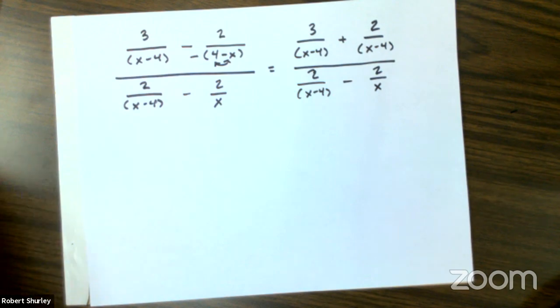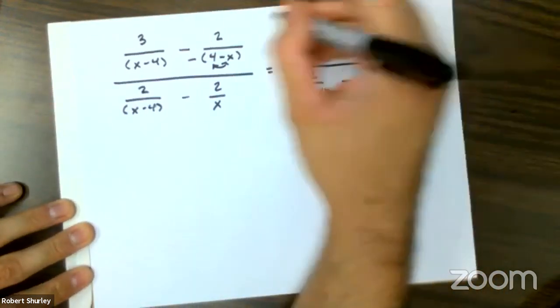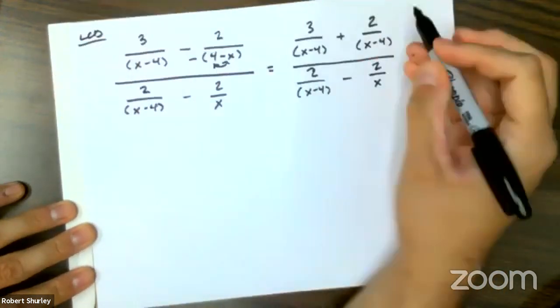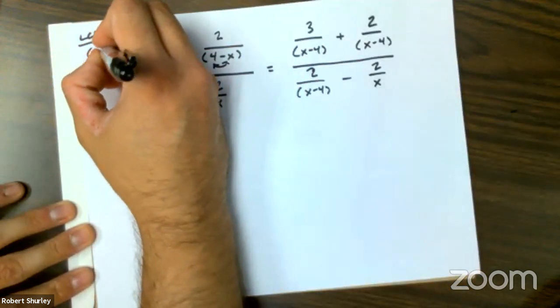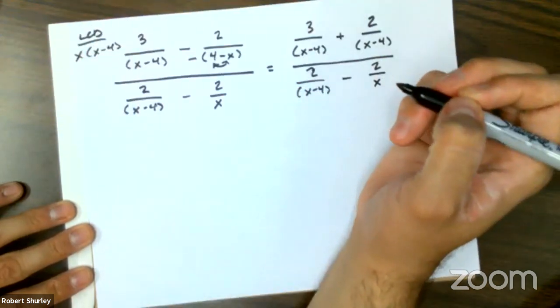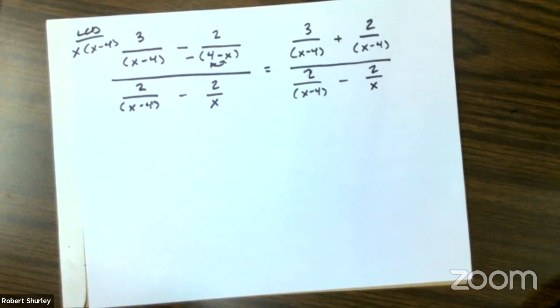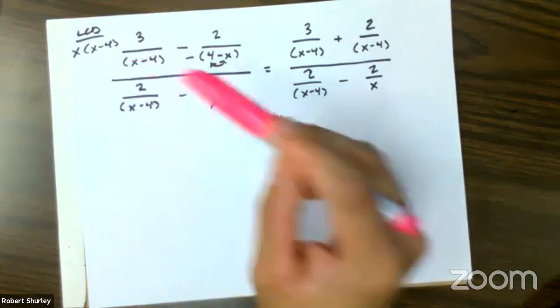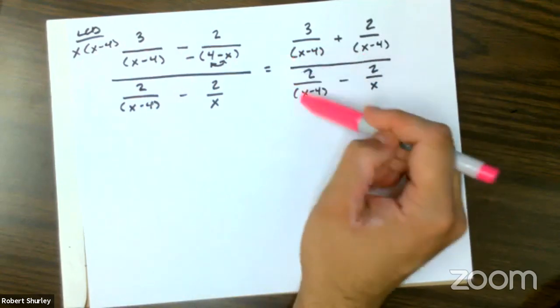So let's see. My LCD for this one, I'm going to write it back over here. Well, I've got x minus 4 in each one of those, so I've got to have that. And then I've got an x down here, so I'm going to put that out front. I've got to have it as well, okay? And those are the only two denominators, really, right? Those are the only two distinct denominators, x minus 4 and x.